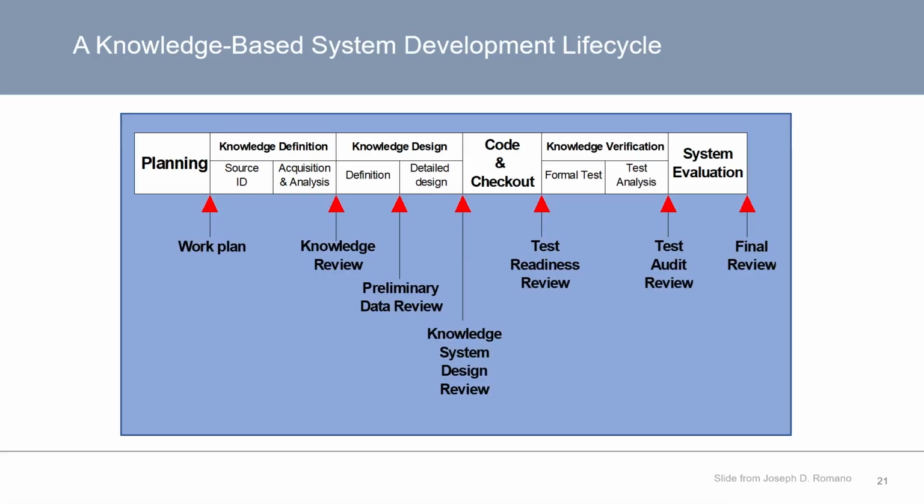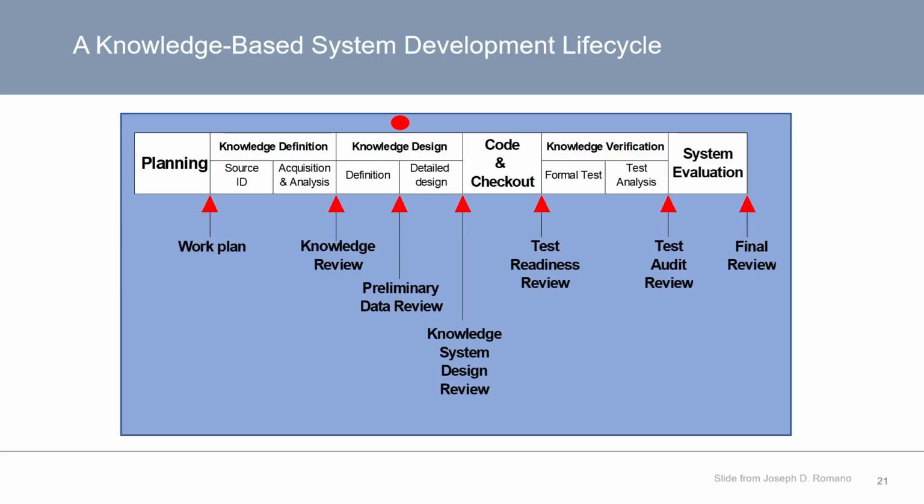Here we have a general timeline illustrating a knowledge-based system development life cycle. It begins with planning and formulating a work plan, and then defining the knowledge that will be needed and collected, identifying sources that are needed, and going about its acquisition and analysis. Then it moves on to knowledge design, starting with the knowledge review, so that it will define knowledge, leading to a preliminary data review, and ultimately the formulation of a detailed design before conducting a knowledge system design review ahead of implementation.